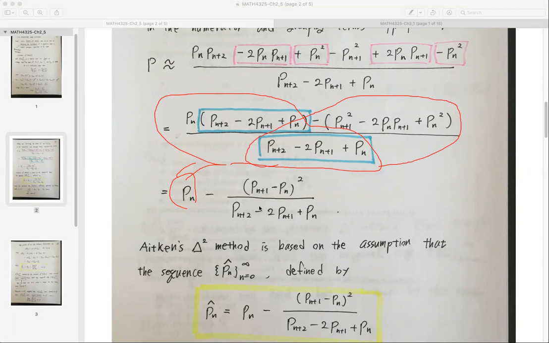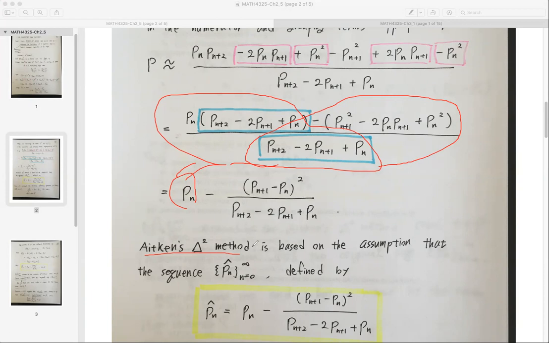So now the first one here in the sequence obtained by Atkinson's delta square method is obtained by calculating this one. Okay, let's see that. We call the result of this right hand side p sub n hat. Okay, so what does that mean?